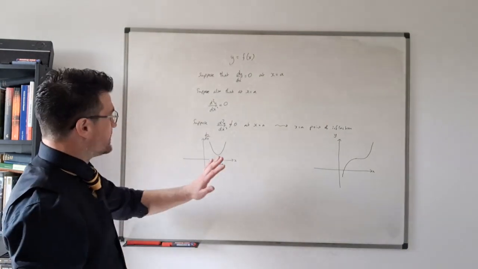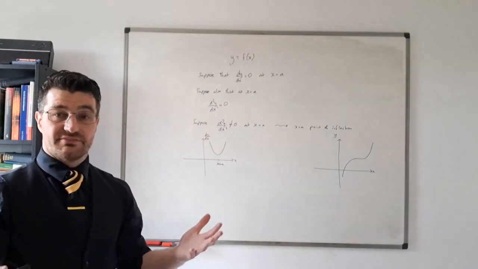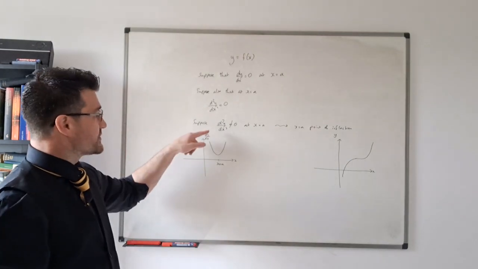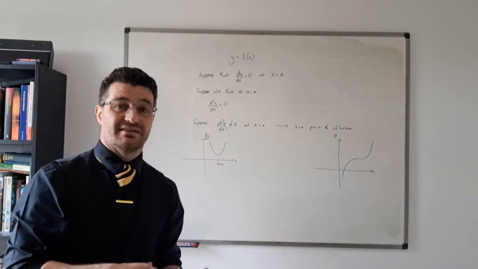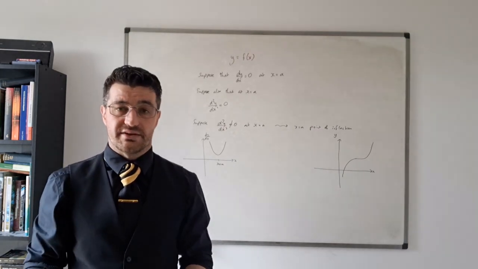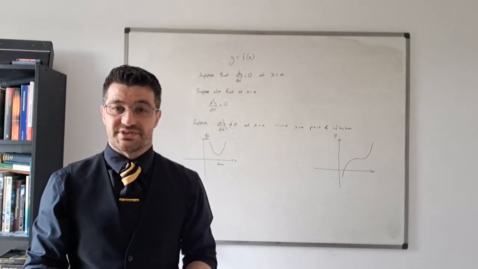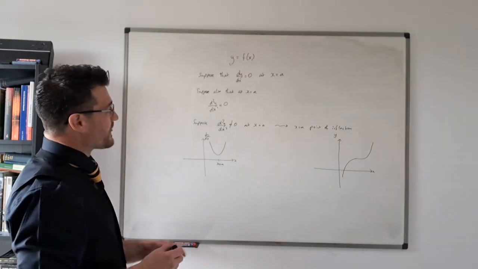Okay, so that's how the third derivative comes into play. Of course, we could have d3y by dx cubed is equal to 0, in which case we get inconclusive. What do we do then? On to the fourth derivative.